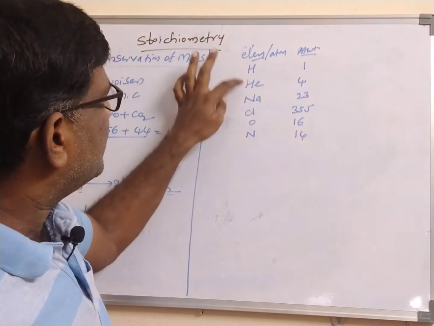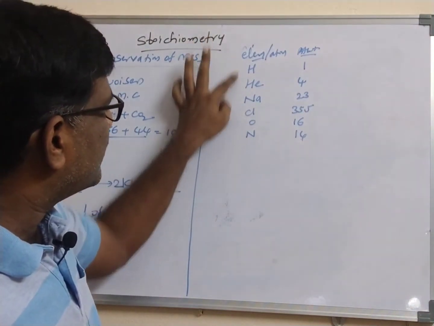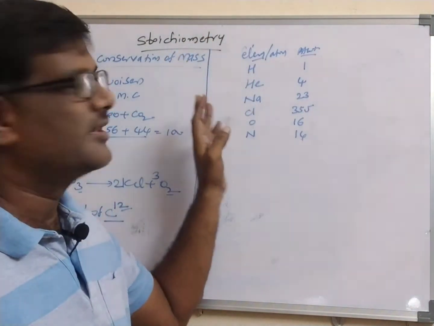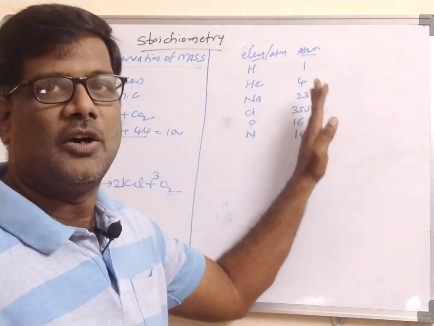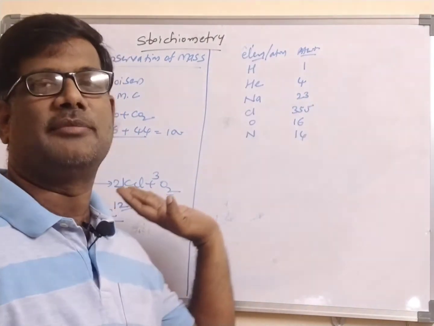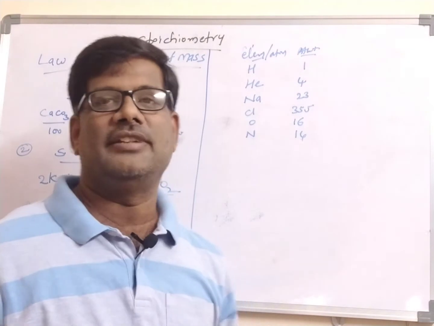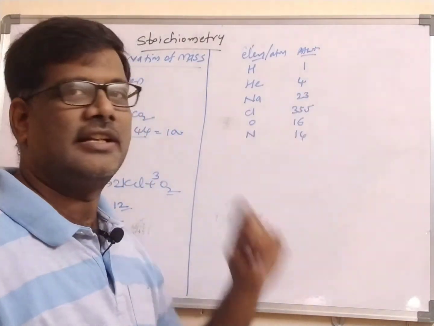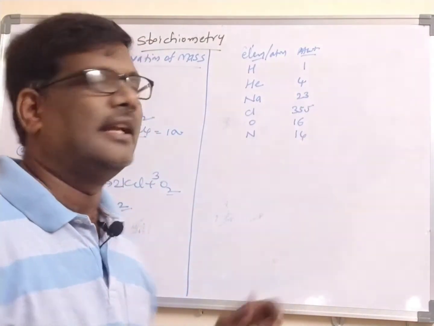Now, hydrogen, helium, sodium, chlorine, oxygen, these are called as atoms. So atom will have the atomic weight. How we are getting the atomic weight? By taking the carbon 12. 1/12 of the carbon 12 weight is called as the atomic weight. Like this we are getting the atomic weights of the different elements or atoms.